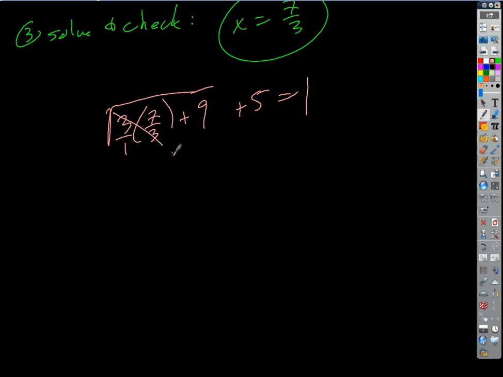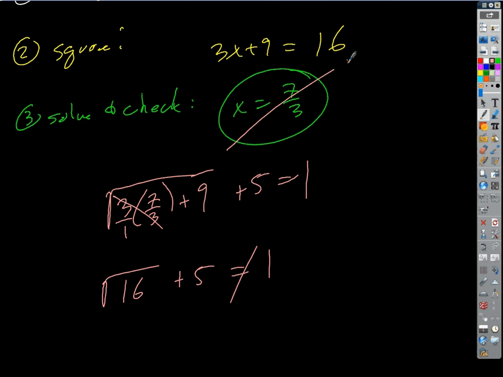Well, 3 times 7/3 is just 7, right? So I get square root of 7 plus 9 is square root of 16. Well, is that going to work? No. Square root of 16 plus 5 is not equal to 1 because the square root of 16 is 4. So it didn't work. So the one solution we got to cross out. It's extraneous. So we get none.